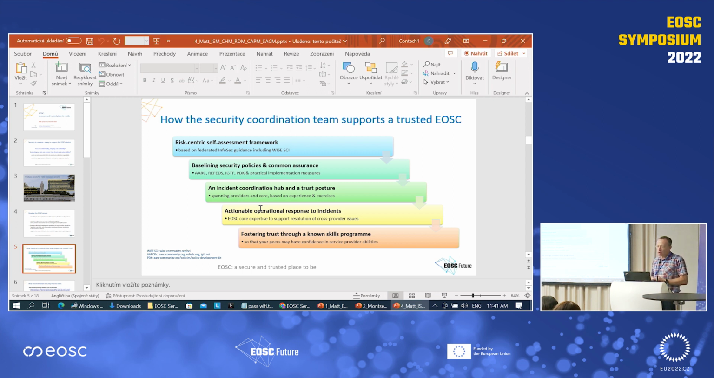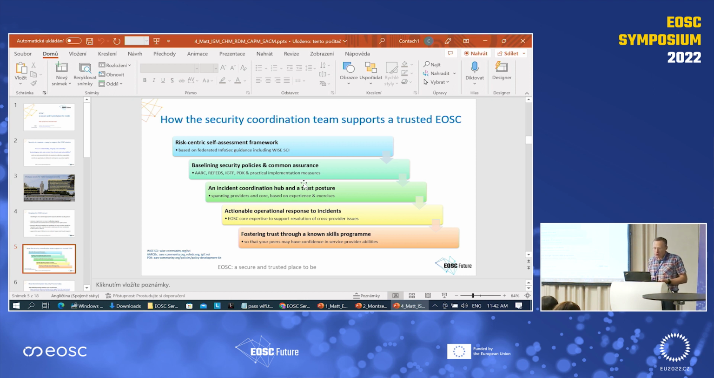There is an incident coordination hub, and this spans the providers of the core and the exchange as well by invitation, and is based on experience and also exercises. When incidents happen, there is an operational response which can be put into place, and this makes use of the core expertise which we have in the project to understand what the problem is, to getting resolution as quickly and safely as possible for problems which could potentially not involve only one provider but multiple providers. It needs to be agile enough to deal with that.